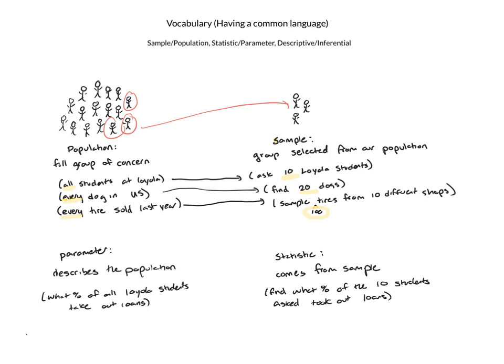So, parameter refers to the population. It's the characteristic I want to know about. Statistic comes from the sample. It's the thing I'm settling for. And what I can do is use this to make a guess about exactly what my parameter is.